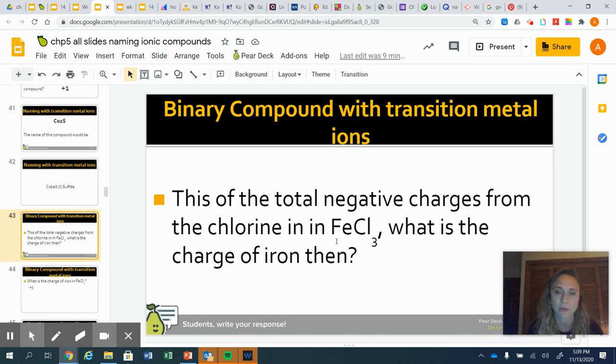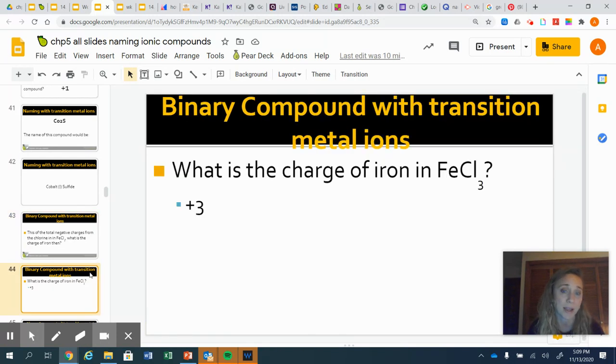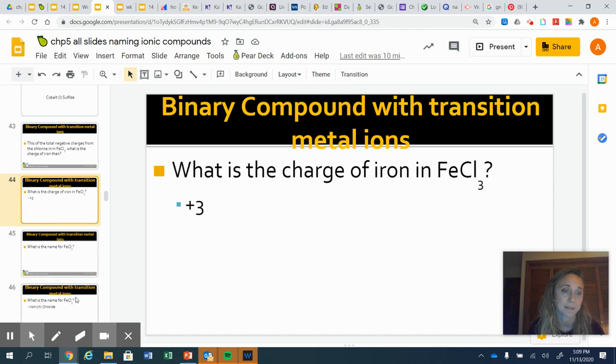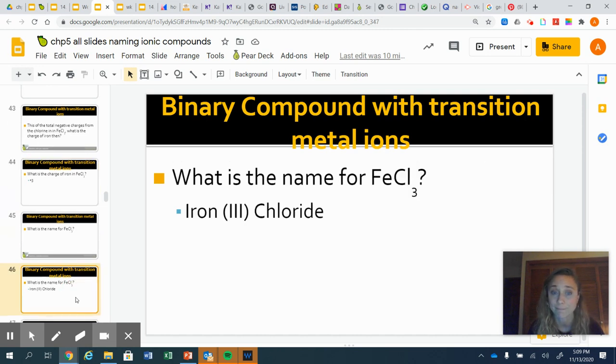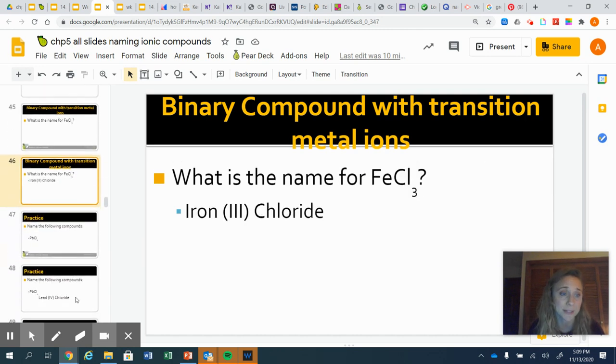So iron chloride, you had to use a Roman numeral on the iron to make it a proper name. So what's the total negative charge from the chlorine? Chlorine is always -1. If there's 3 of them, that's going to be a total of -3. So we know that the iron has to be equal and opposite and has to be a +3. All right. So it's going to be iron 3 chloride. Okay. So those ones were kind of easier.